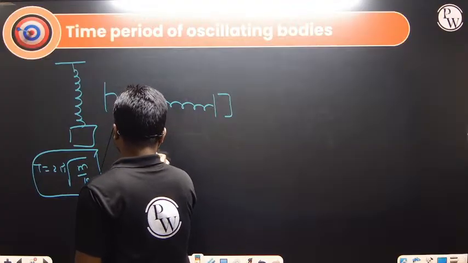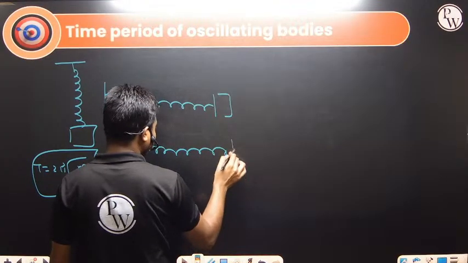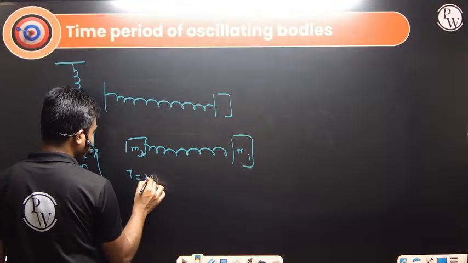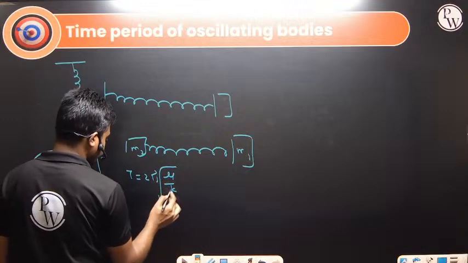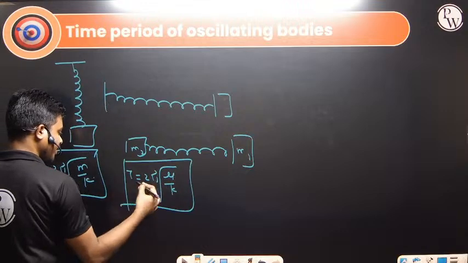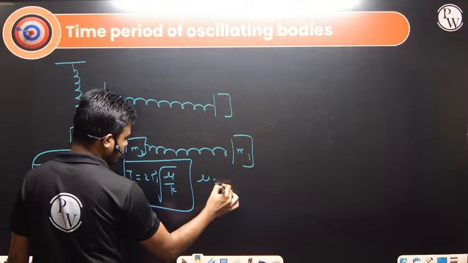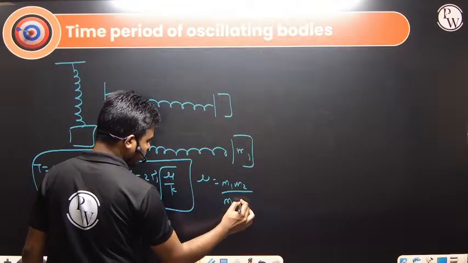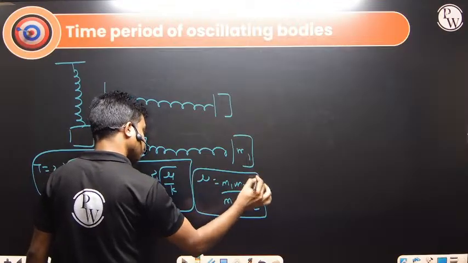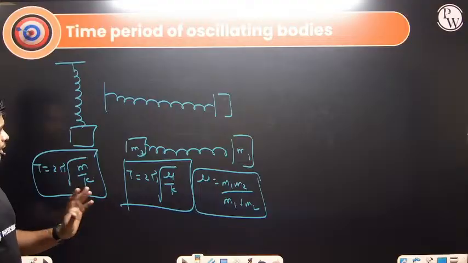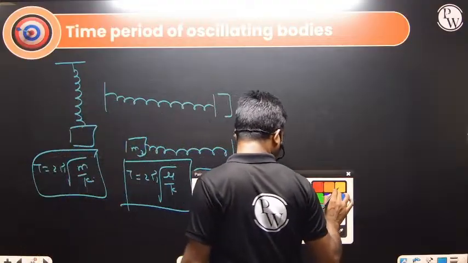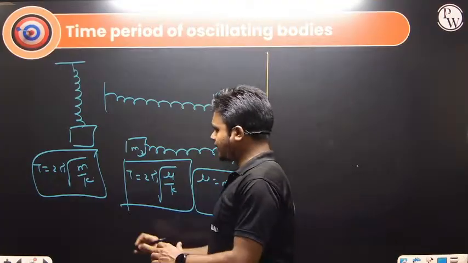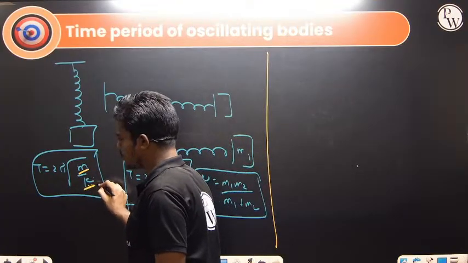If two masses are combined like this and oscillating, in that case we write T equals 2 pi under root mu by k. What is mu here? Reduced mass. And what is reduced mass? m1 m2 divided by m1 plus m2. So if two masses are combined like this, the time period is 2 pi under root mu by k. So SHM depends on the mass and on the spring constant k.